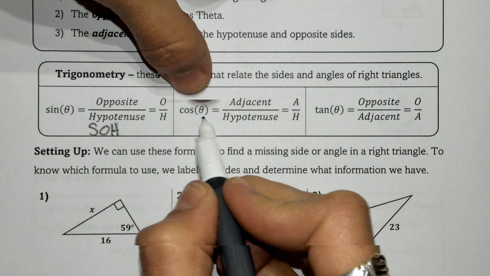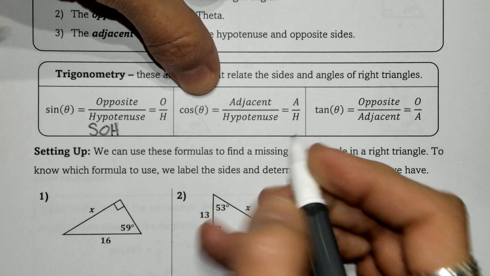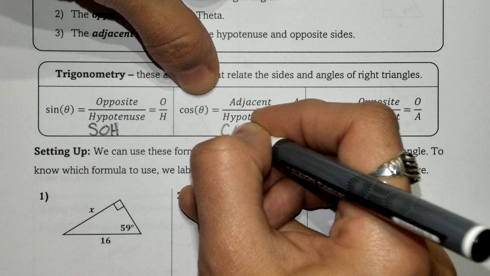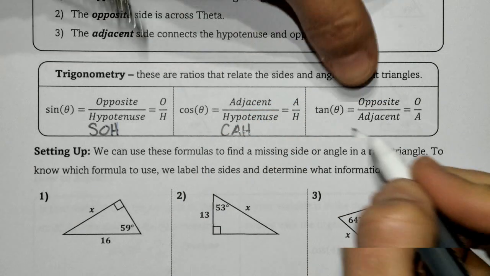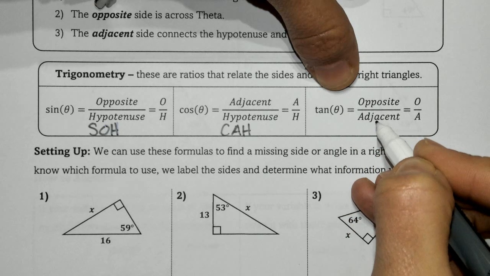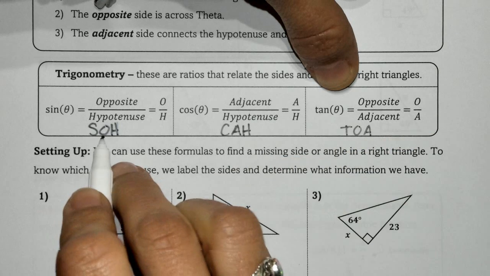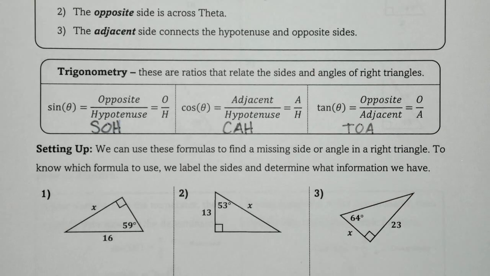Your cosine of the angle will be your adjacent side over your hypotenuse, A over H. So that's C-A-H. Your tangent of the angle theta will be your opposite side over adjacent, the O over A, giving you TOA. So here we have SOHCAHTOA. And you're going to see me writing abbreviations in each triangle, first determining which trigonometric function I'm going to use.